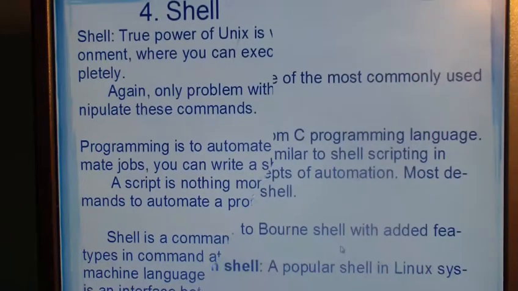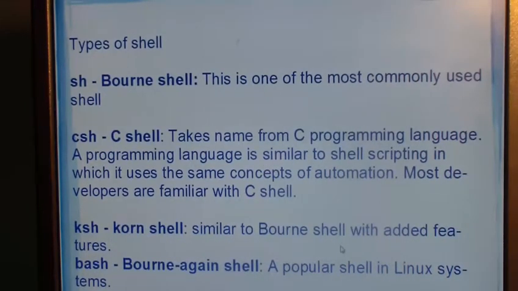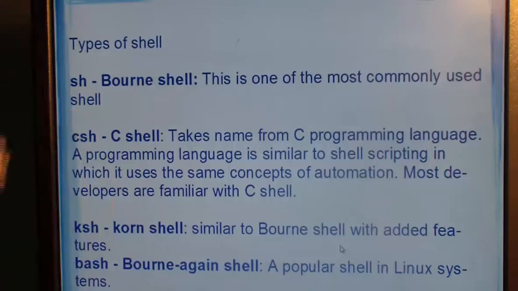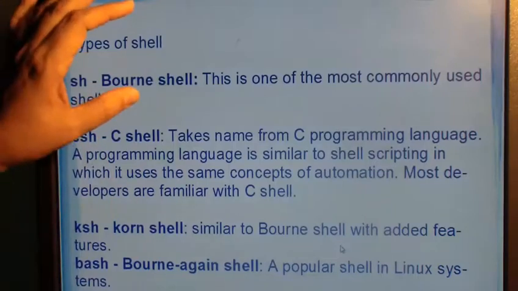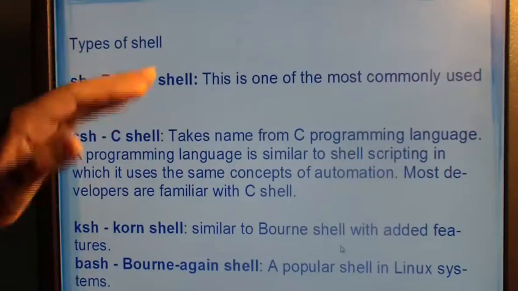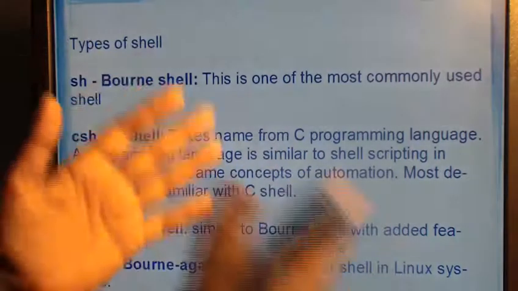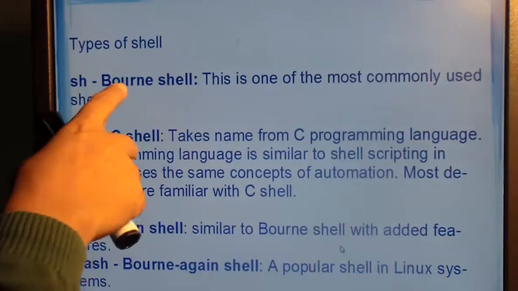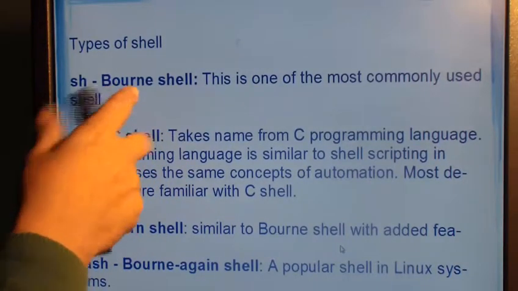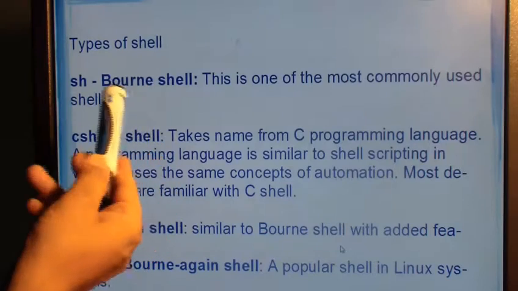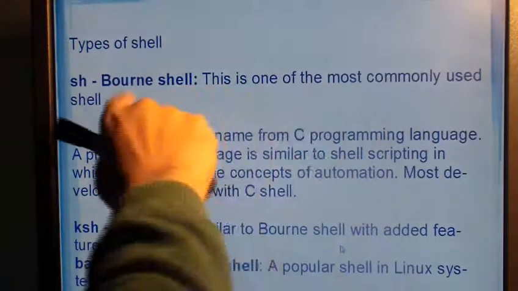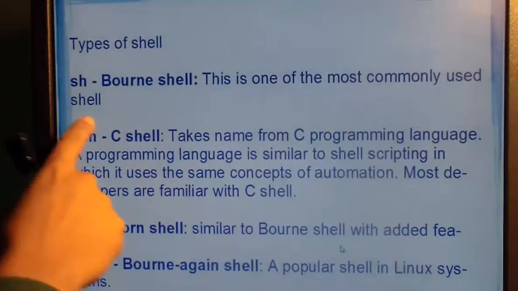What are the types of shell? There is Bourne shell. Bourne is the name of a person, and these are all software programs. Shell and all these are software. Unix itself is a complete software. This Bourne shell was developed by this person, that's why it was given his name, and it is an interpreter or translator. This is one of the most commonly used shells. By default it's in Unix.